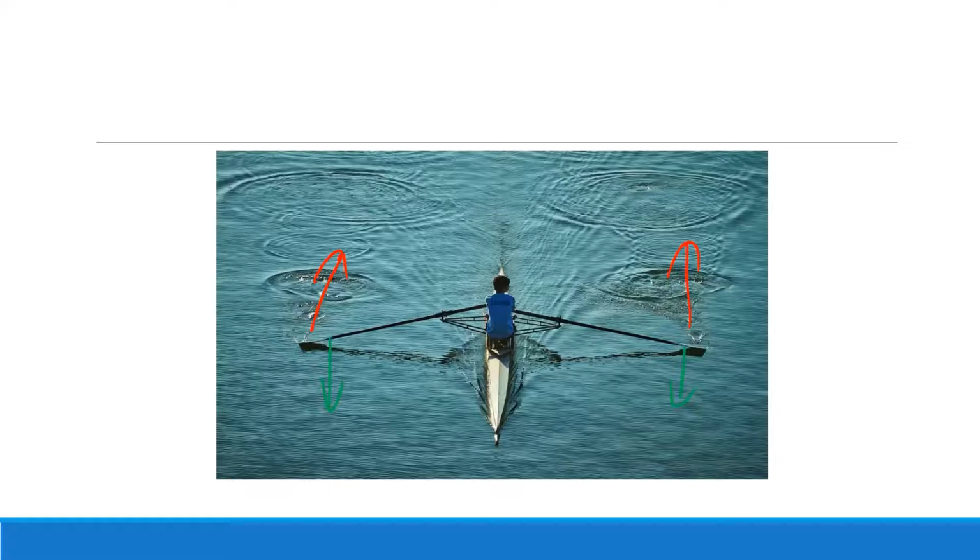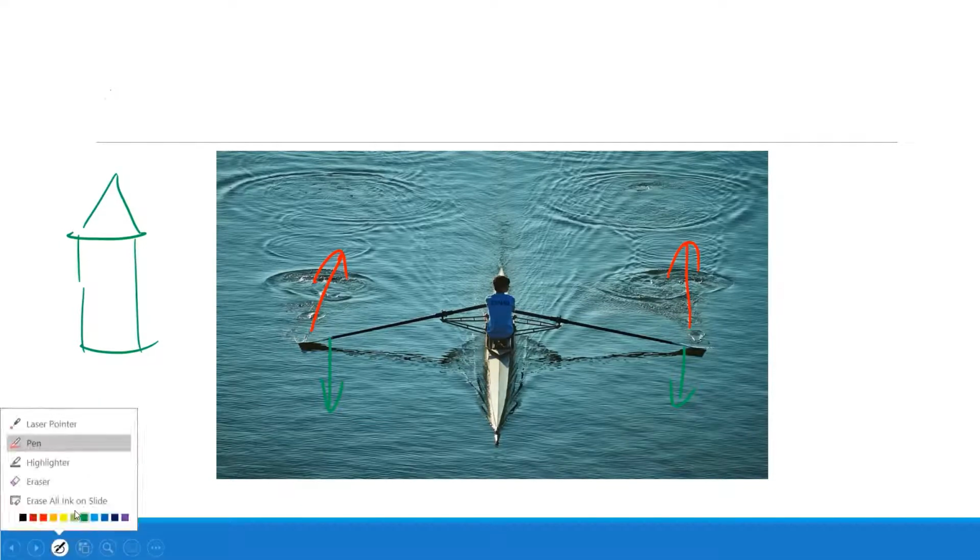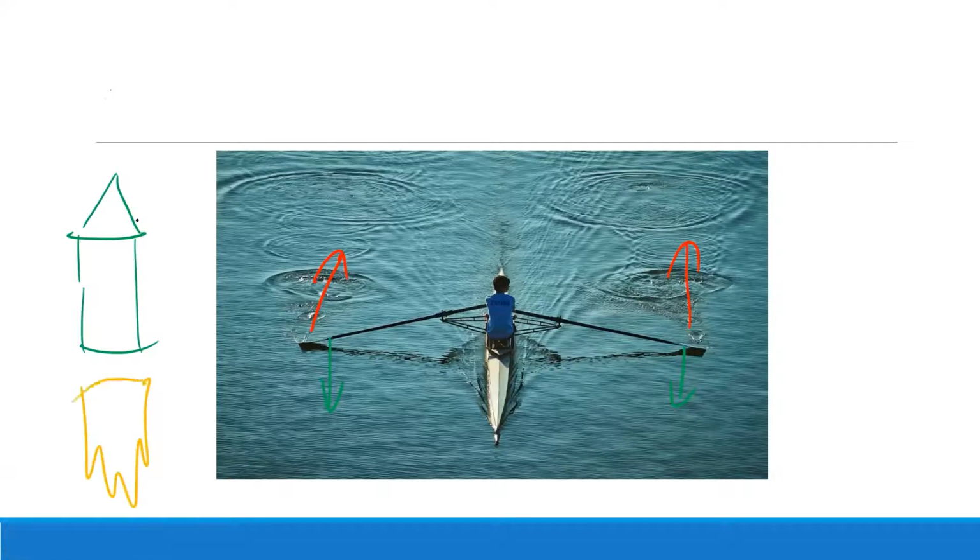Another example is a rocket ship. A rocket is going to push out flames, maybe orange here, from the bottom of the rocket. As that pushes the flames downwards, that forces the rocket upwards. And that's why the rocket is able to be propelled into the air. So that's the same sort of thing.